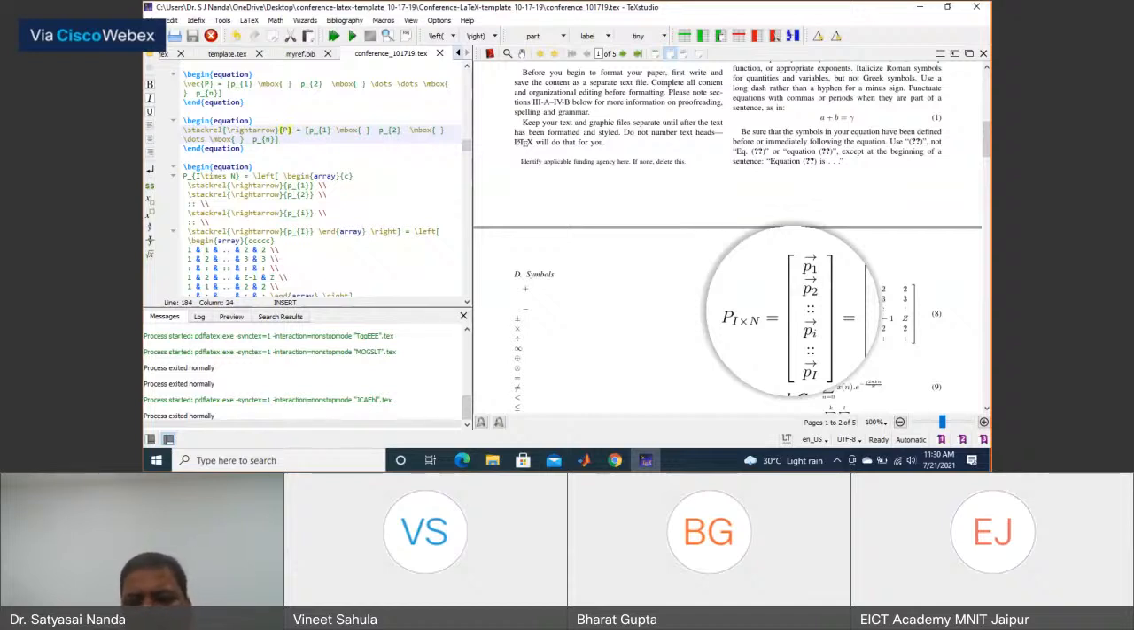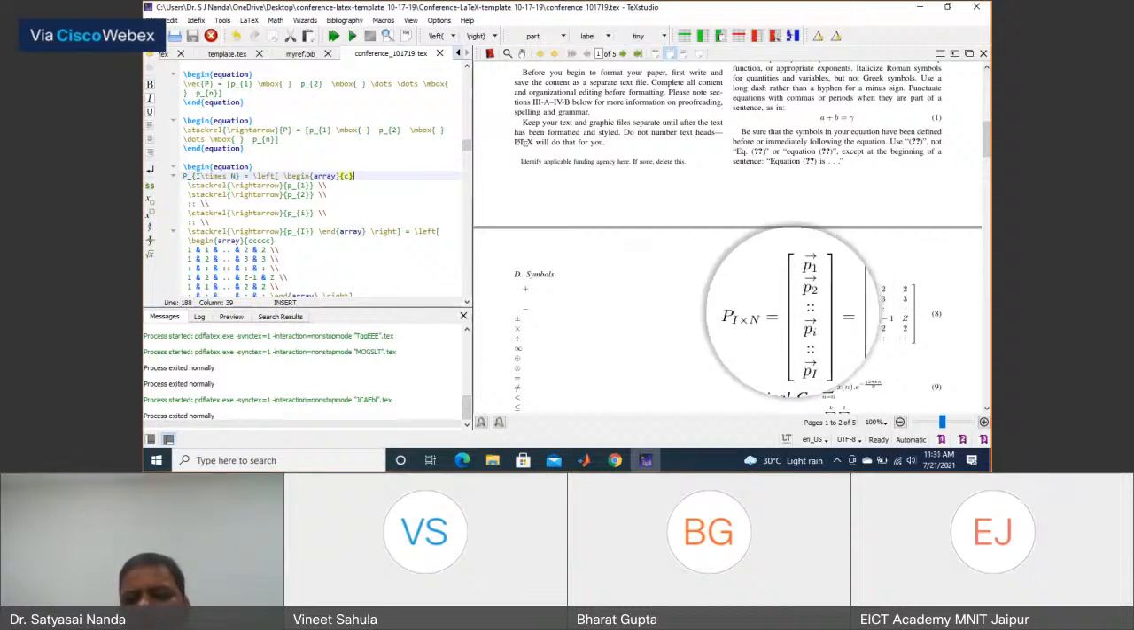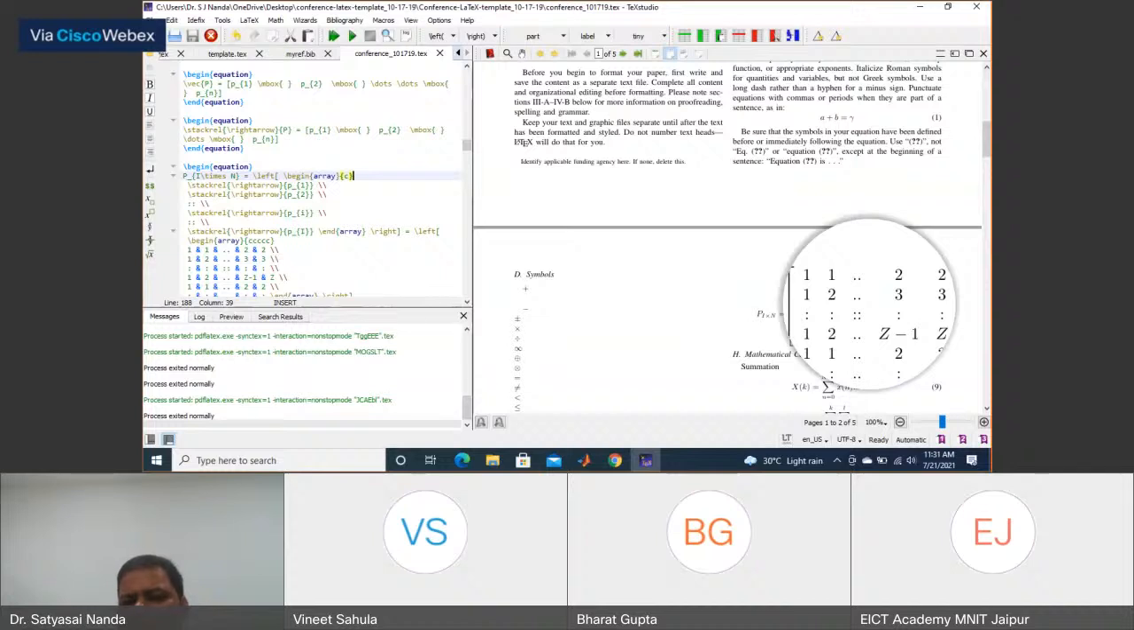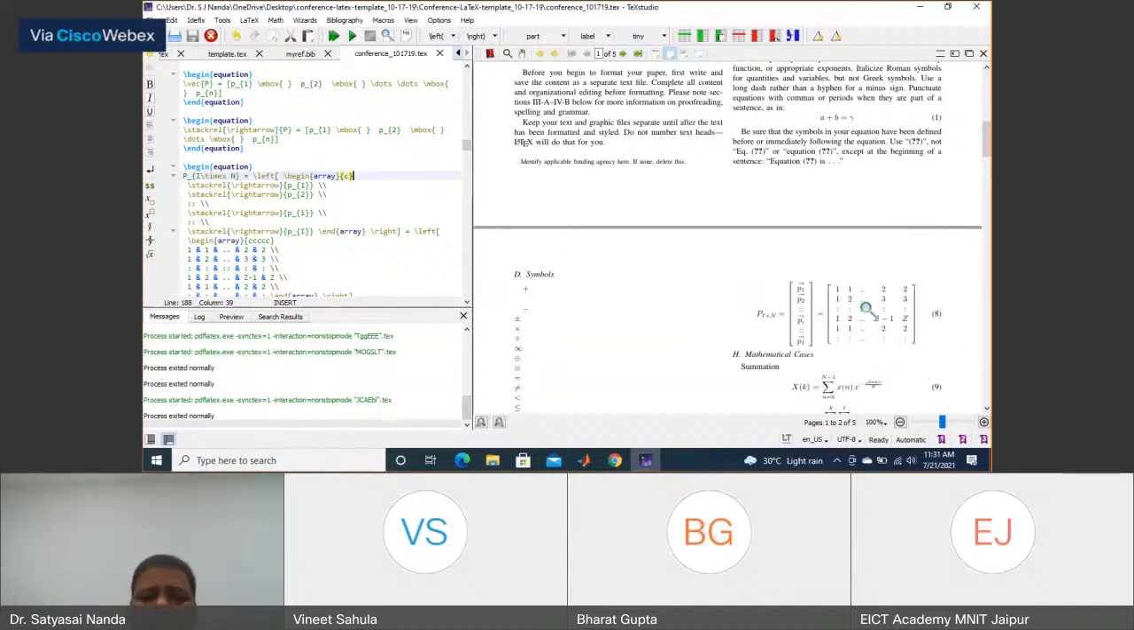To achieve such a structure, you have to use \left followed by the bracket, and for ending it you need \right followed by the bracket. These two things are very important. Then inside that you have to create an array with however many columns you need. This particular one needs one column, whereas this other one needs 1, 2, 3, 4, 5 columns. So over here I have one column, so I have written \begin{array}{c}.